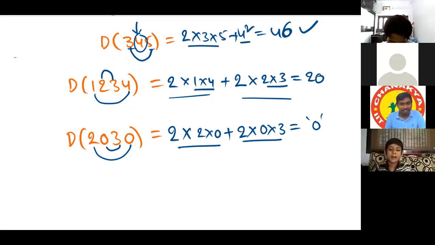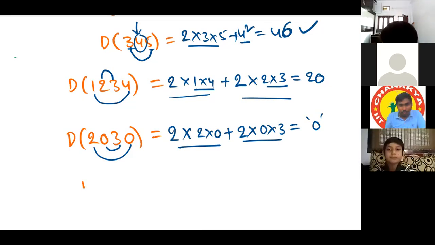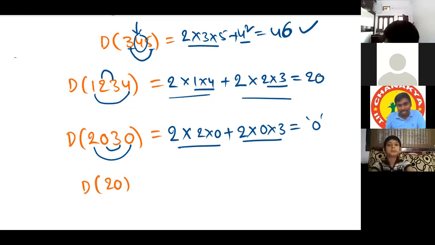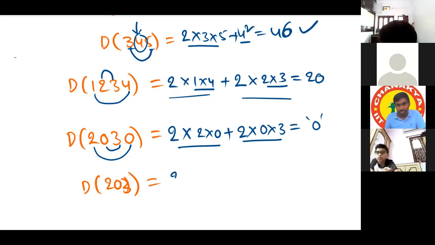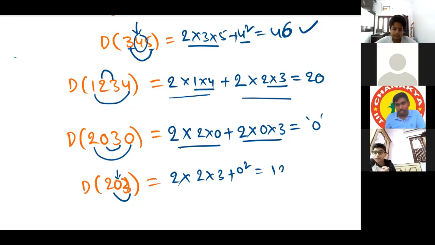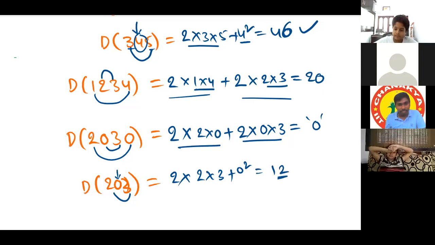What is the duplex of 203? Two times of... 2 into 2 into 3, plus 0 square. 0 into 3, how much is it? 12. Sir, why did we change 0 to 0 square? Middle digit square, that is the duplex rule.